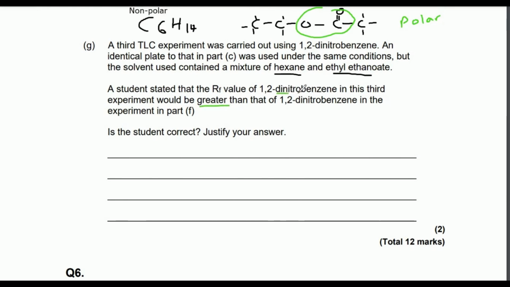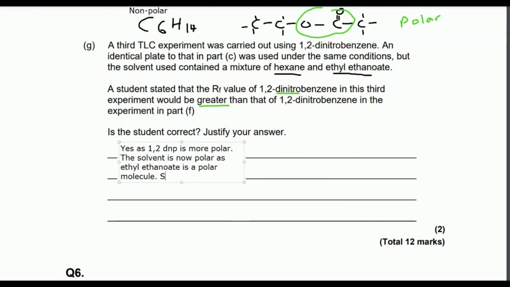The student stated that the RF value of 1,2-dinitrobenzene in this third experiment would be greater. Are they correct? Justify it. Well, of course they're correct. We proved before that 1,2-dinitrobenzene prefers polar. So as this is a more polar solvent, the 1,2-dinitrobenzene is going to have a greater affinity for the polar solvent because it's now got ethyl ethanoate in it, and therefore it's going to move further in the mobile phase. It's going to move further up the TLC plate, so have a greater RF value. And there we go. That's another 2 marks, and that's the end of the question.